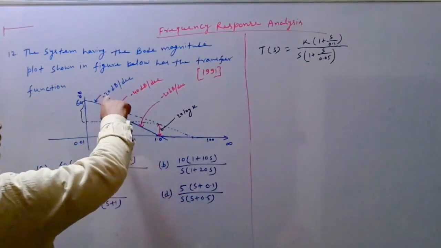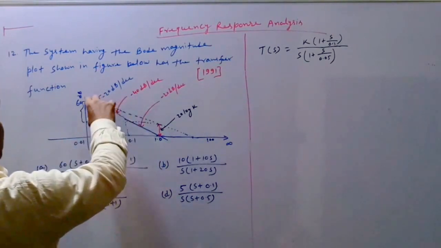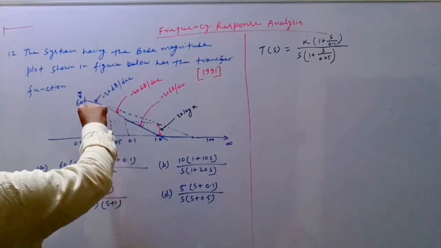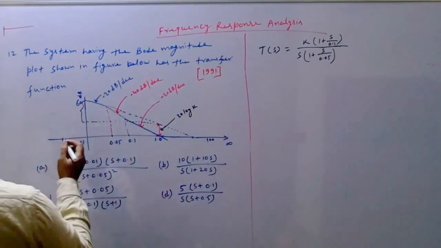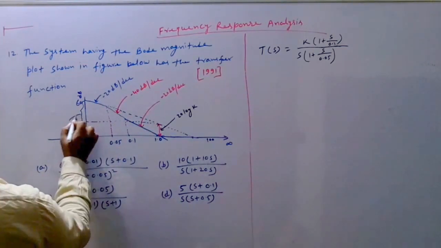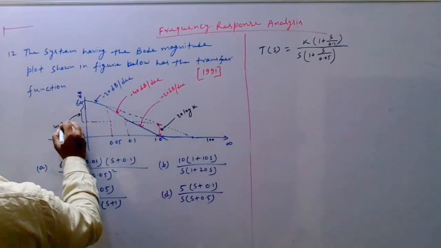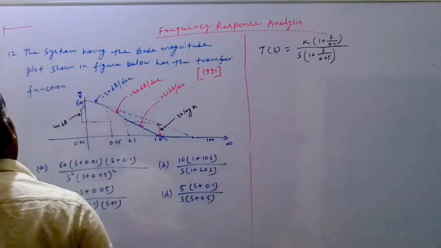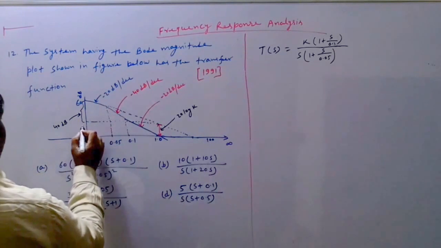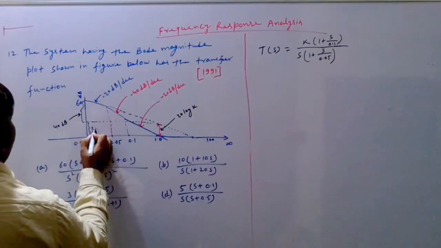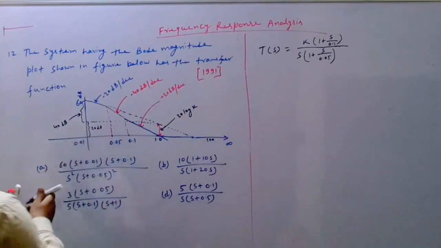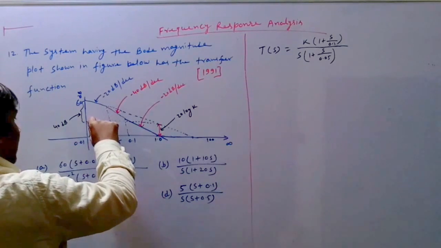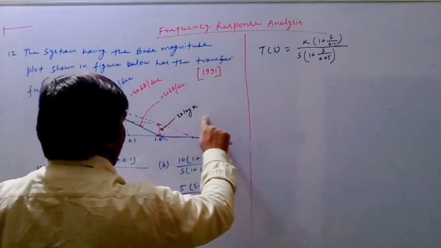And the slope is minus 20 dB per decade. So this drop would be minus 20 multiplied by 2. So it would be 40 dB. Now if this is 40 dB, then this will be 20 dB only. So this 20 dB uplift is due to this 20 log k.